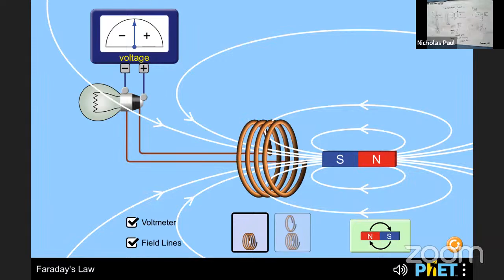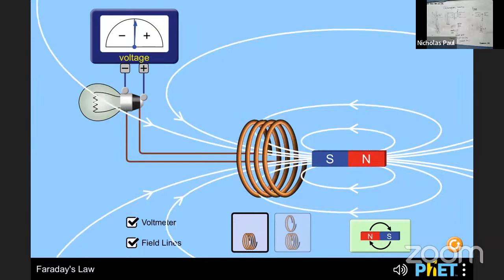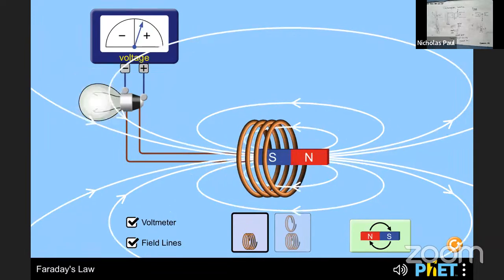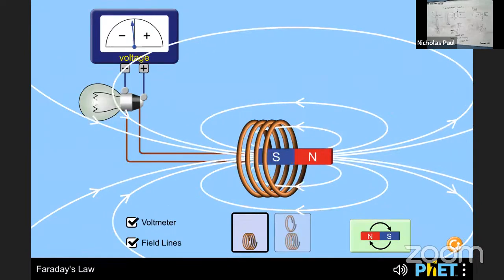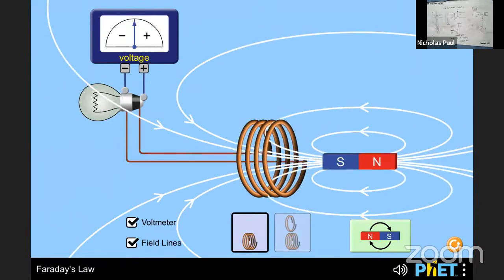So watch it again. What do you think will happen when I'm pushing this out? The voltmeter reading is what? Let's see. I want to pull it out. Negative. So the reason for that is that there's always opposing motion, right? And the law that explains that is Lenz's law.